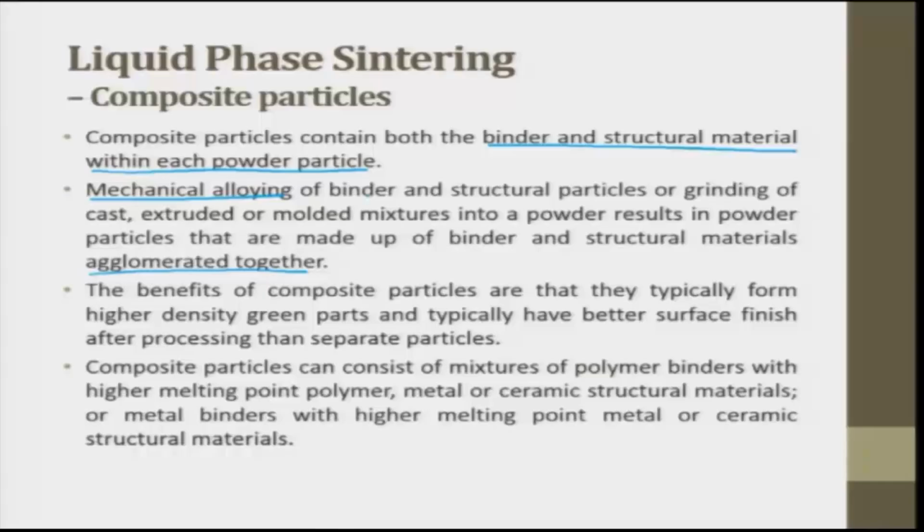Mechanical alloying of binder and structural material. This is what I said, cobalt and structural material particles can be tungsten carbide. You can grind it, grinding of cast. So you can mix it together and then break it, or you can extrude, or you can mold the mixture into a powder results in the powder particles.